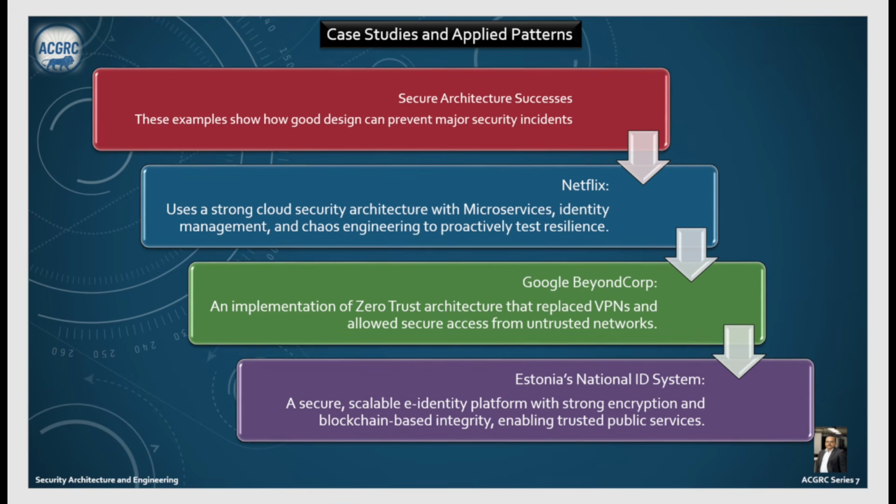Google BeyondCorp is an implementation of zero trust architecture that replaced VPNs and allowed secure access from untrusted networks. Estonia's national ID system is a secure, scalable e-identity platform with strong encryption and blockchain-based integrity, enabling trusted public services. These are all success stories of secure architecture that helped in preventing major incidents.